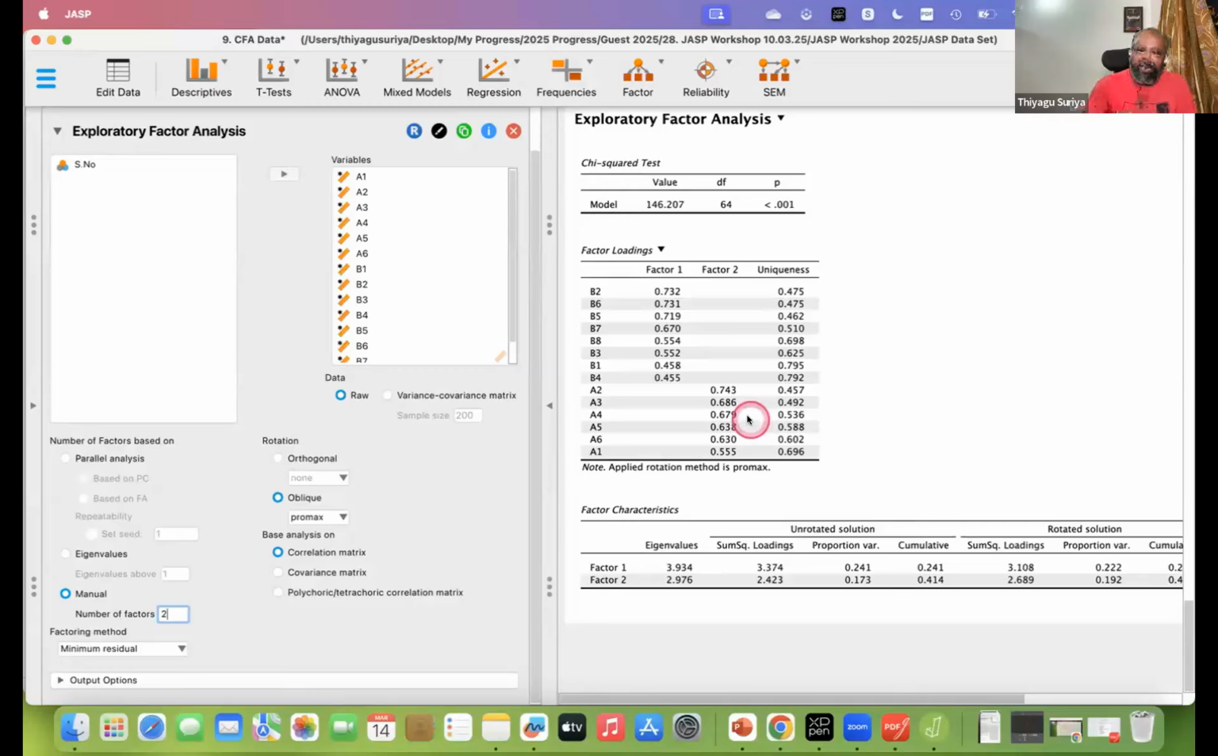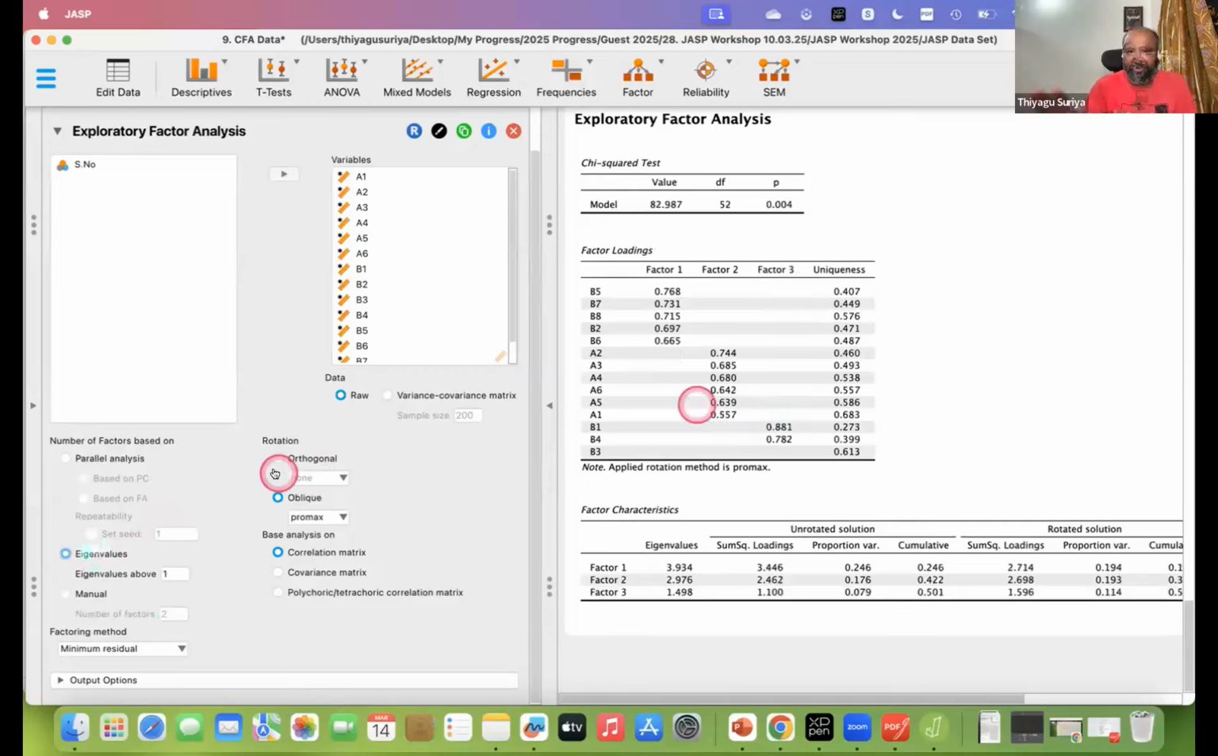You can run this. Suppose it gave 3 factors. What can you do? Kindly cross check these items' basic characteristics. For example, item number B6. Kindly read this. What is the basic nature of this item? And make a unique name for this.